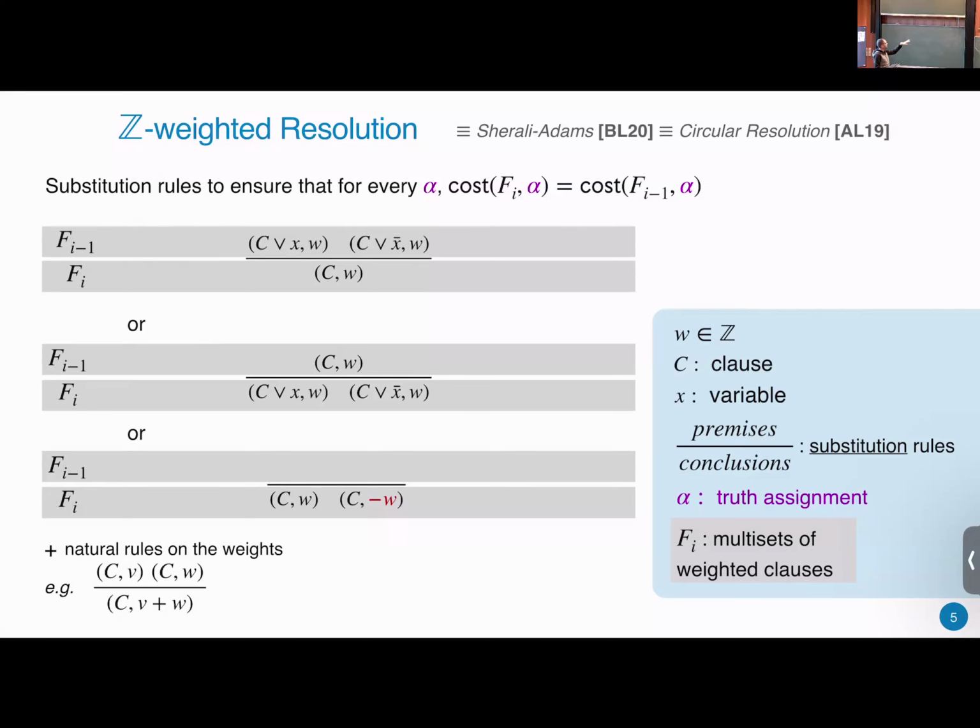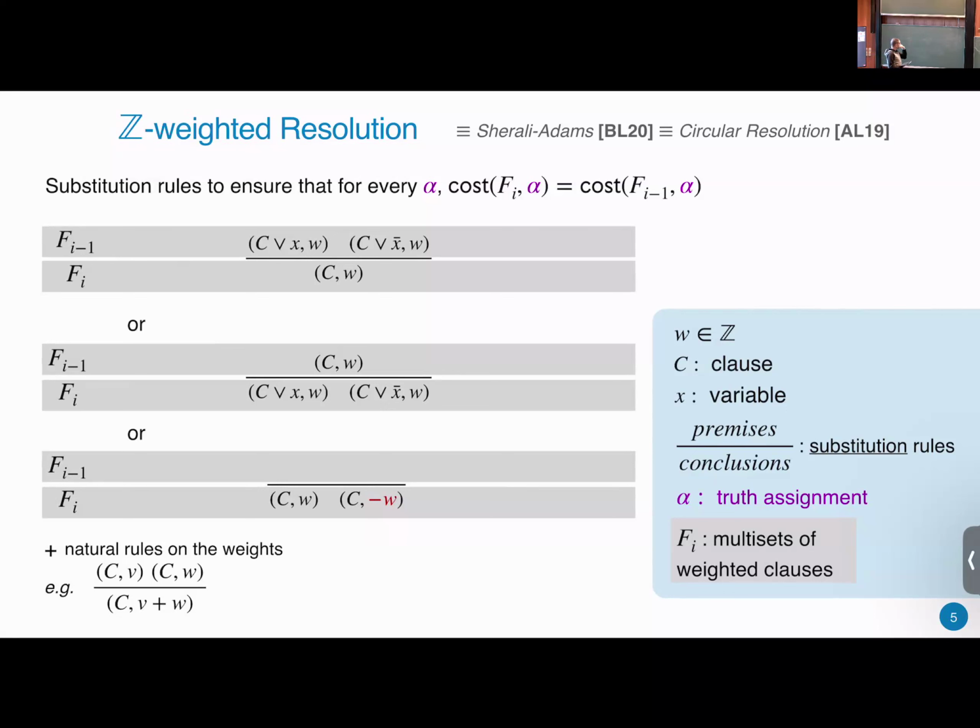And of course, there will be other rules that are less interesting, like how they behave on the weights. If you have a clause with weight W and a clause with weight V, then they are two different weighted clauses, and you can put together the weights. So these rules are less interesting.